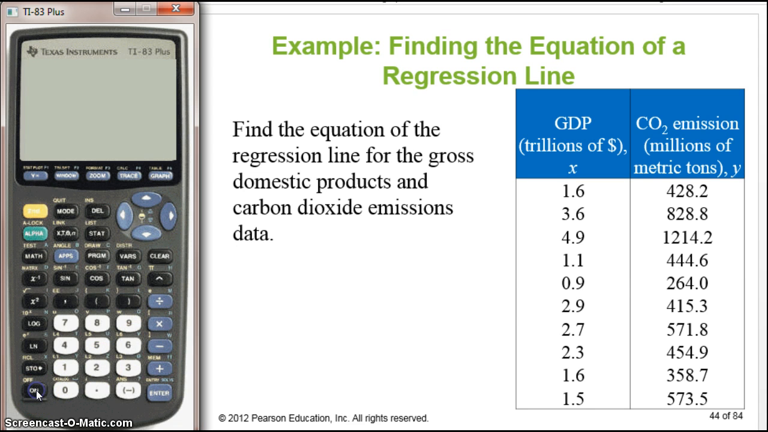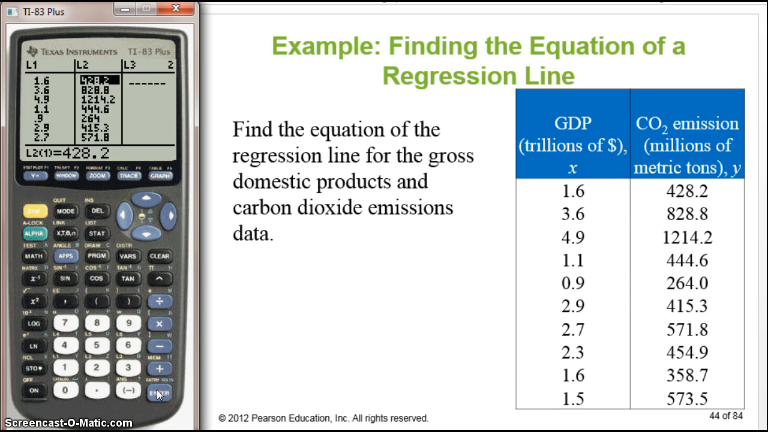So we'll turn on the calculator, and if it's in your calculator already, we'll go to stat and hit enter. So my data is already in the calculator, but if you haven't done that already, then in column L1 you would type in everything from the GDP column here that's labeled X, and then column L2 is going to be your Y variable, or the carbon dioxide emissions. So you type that into the calculator.